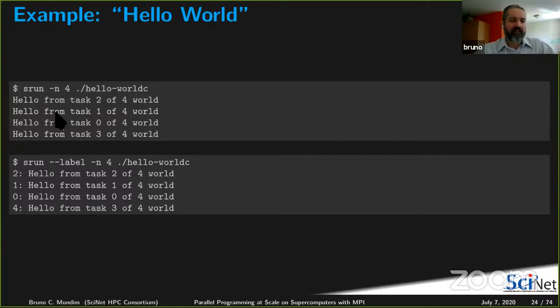Of course, in this code, we print to the standard output a message saying what is my task ID, what is my task rank, and what is the size. But you could just get that information from the output by including a --label option into srun, and then you can see which task actually output the message to the standard output.